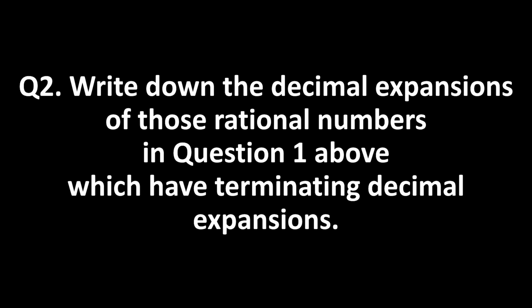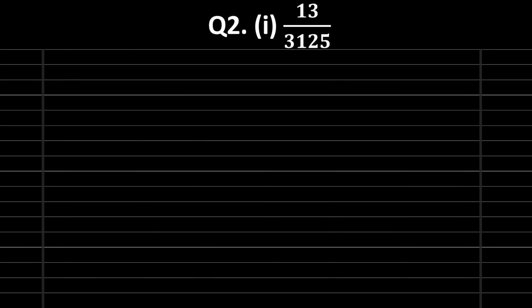Question number 2 of exercise 1.4. The question is, write down the decimal expansion of those rational numbers in question 1 above which have terminating decimal expansions. So we have to take only those subparts which are having terminating decimal expansions, and we have to write down their decimal expansions in this question. Simple. Now, this is the first subpart of question number 2, 13 upon 3125.